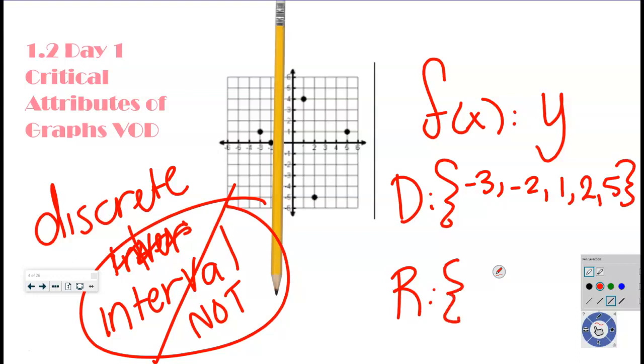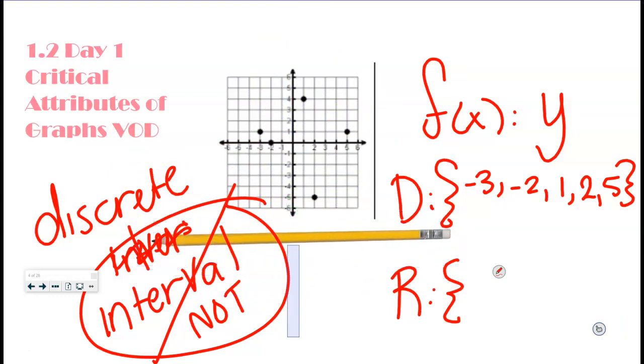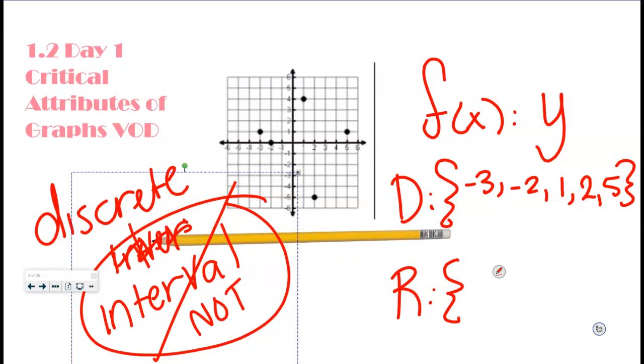All right, range. So for the range, here we go. You got to change the pencil sideways, and it's always bottoms up for range. Let me get this out of the way here.